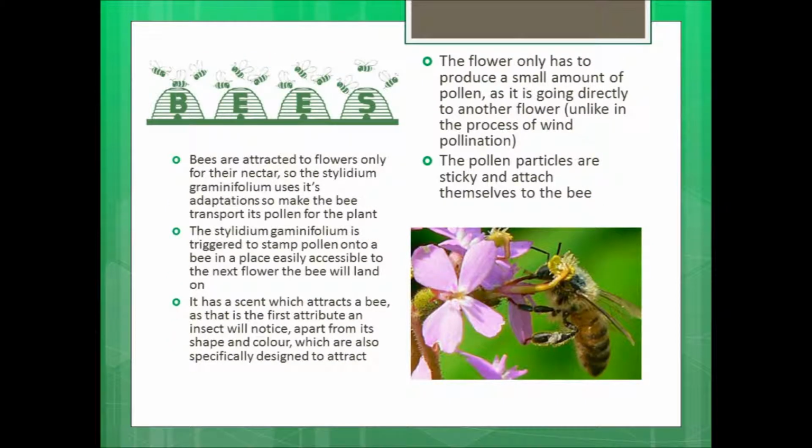Bees locate the Solidium graminifolium by their distinct smell and bright color. The plant is triggered by the bee locating its pollen and immediately stamps the insect with the pollen in a place where it can easily be deposited in the next flower.